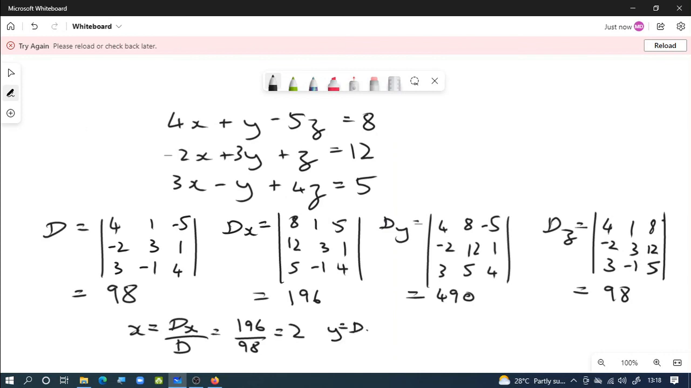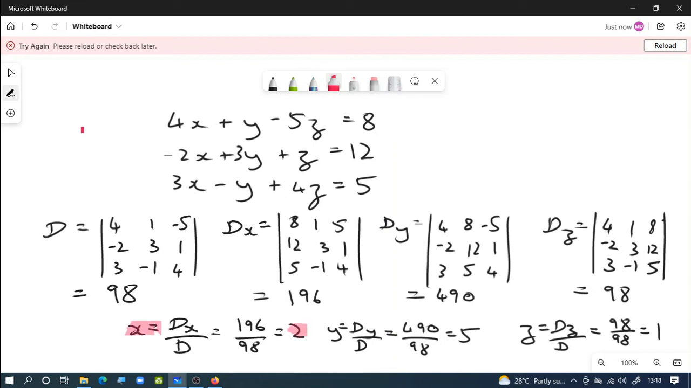y is equal to dy over d, which is equal to 490 over 98, which is 5. z is equal to dz over d, which is 98 over 98, which is equal to 1. So the unique solution is x is 2, y is 5, and z is 1.